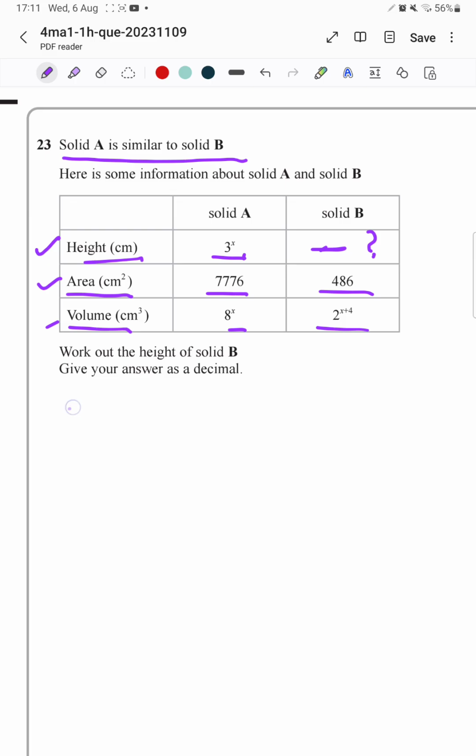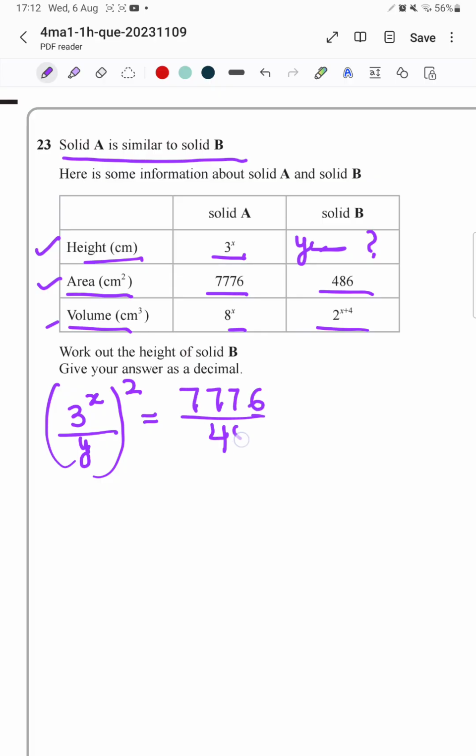The length of the first one to the length of the second one. Let's say the length of the second solid B is y. If I square them, that is equivalent to the ratio of their areas. So it will be 7776 over 486. And when you simplify this, you will get 3 to the power of 2x divided by y squared, and that is equal to 16.